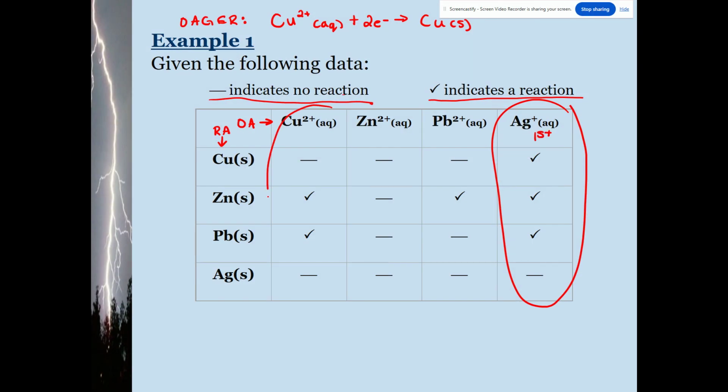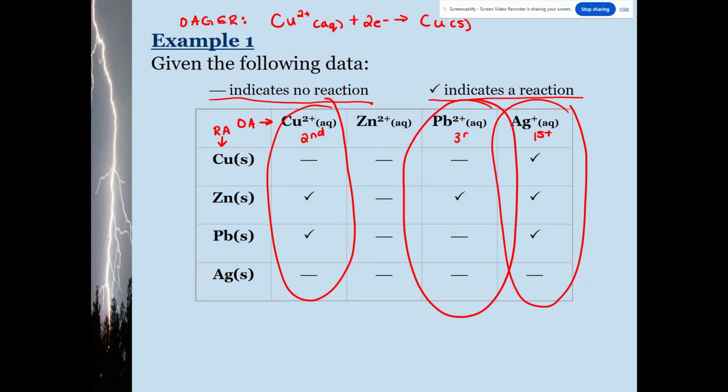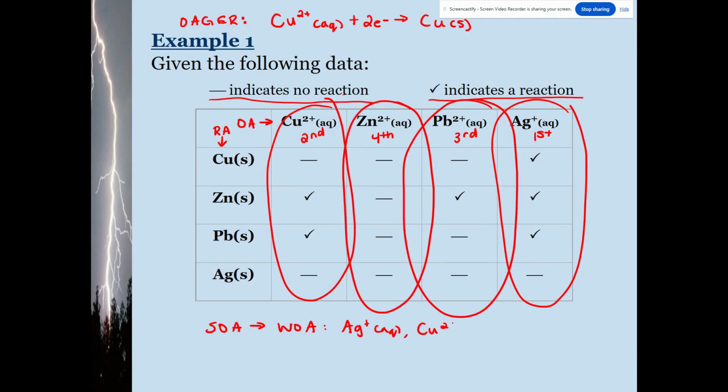Then copper ions, they react with two things, so they're the second strongest. Then the lead ions react with one thing, so it's the third strongest. And then last is zinc because it's reacting with nothing, so it is the weakest. Okay, so from strongest oxidizing agent to weakest oxidizing agent, it would be silver 1+ aqueous, copper 2+ aqueous, lead 2+ aqueous, and zinc 2+ aqueous.